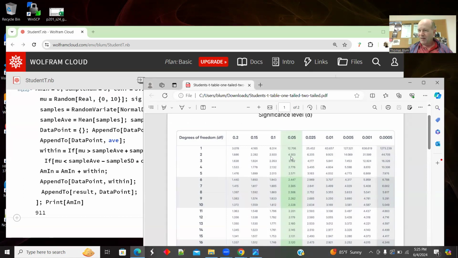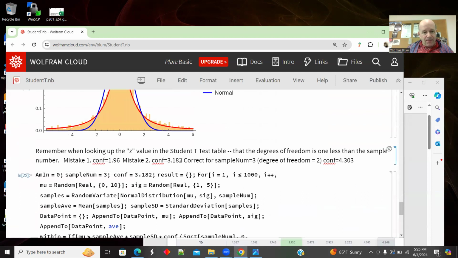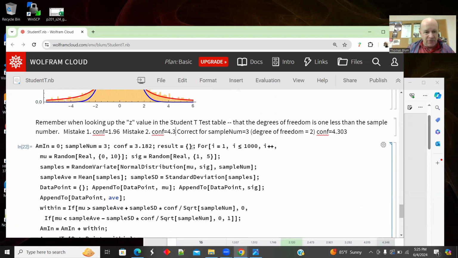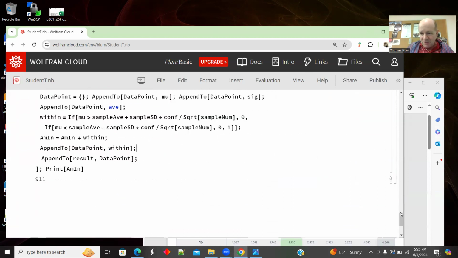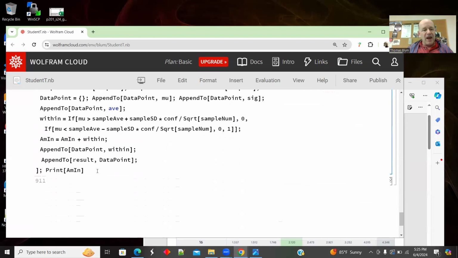And so I'm going to call it the Z value. I don't quite know what to call it, but I'll also call it Z, should be 4.303. And I just changed it in the wrong place. This is the right place to change it. I'm jumping all over the place. Here's the right place to change it, 4.303. And now I should be getting in the ballpark of 950.